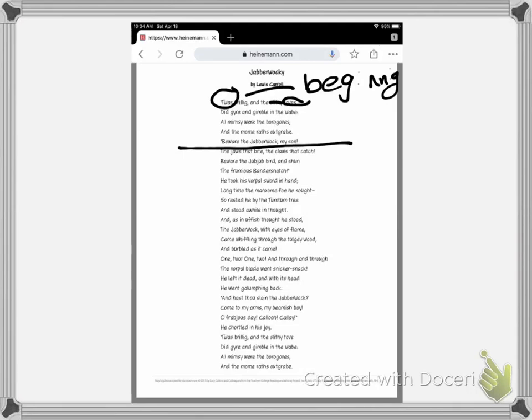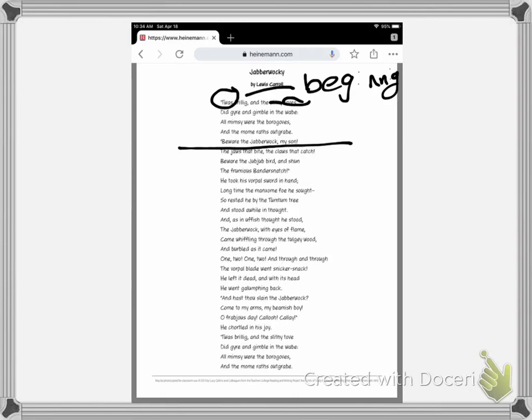Did gyre and gimble in the wabe? I'm not sure what gyre means, but maybe it's a time or place, like in the wabe, like in the way, the gyre and gimble in the wabe. Maybe it's a time or place that they're talking about there.